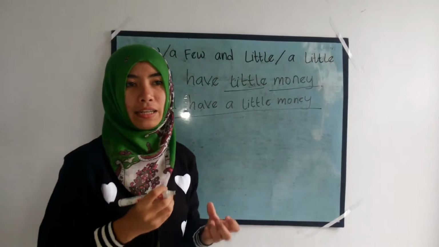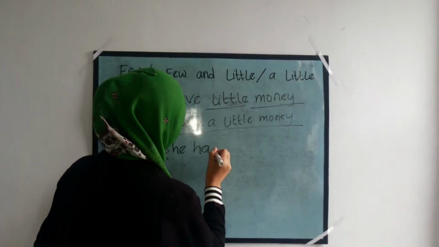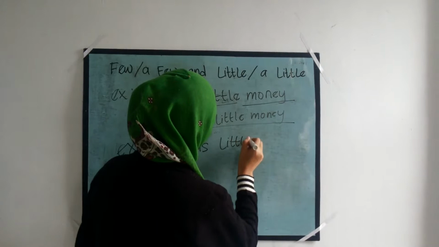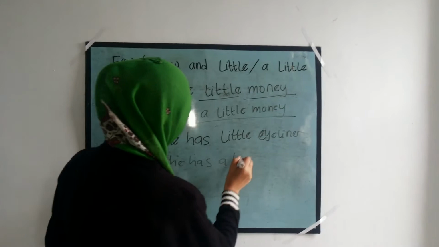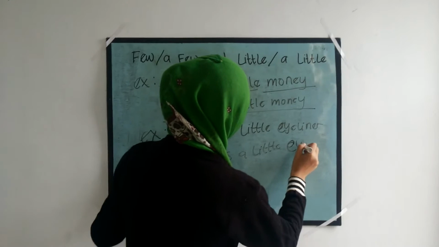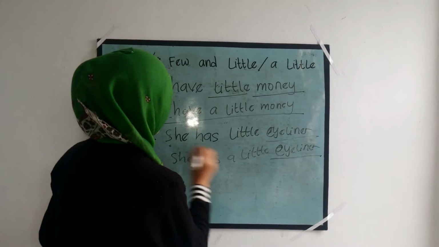So, another example. She has little eyeliner. Eyeliner is an uncountable noun. It means she has hardly any eyeliner.